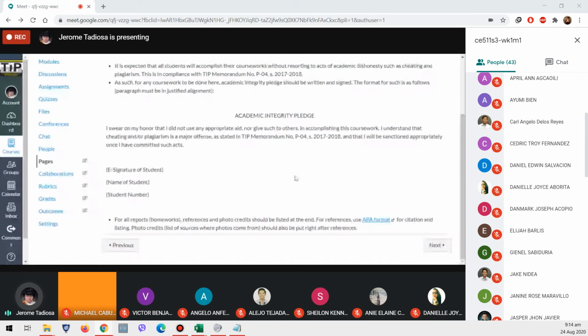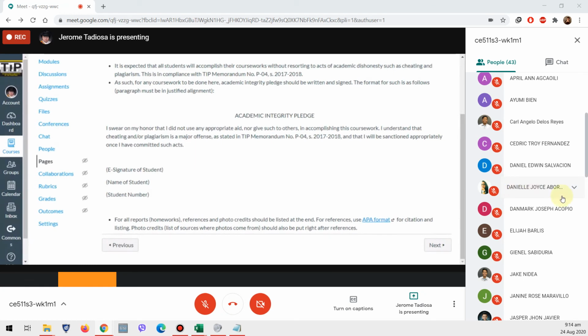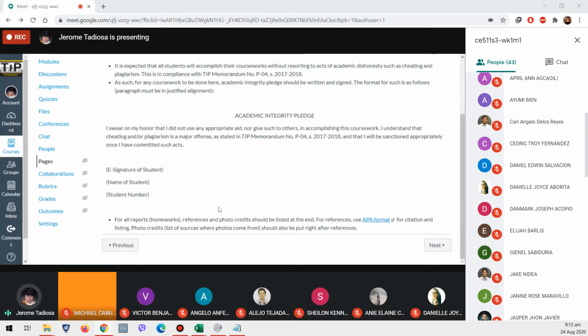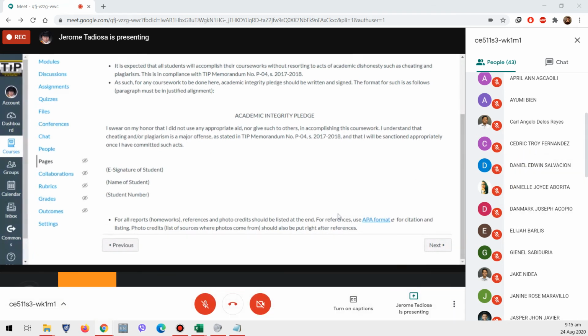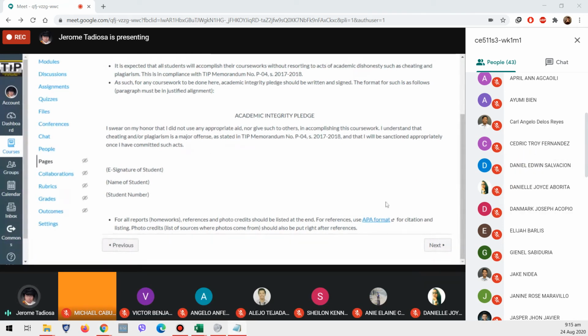Apart from this, if you do reports, assignments, simulation reports, and other coursework and use some references, you should cite them properly. In technical sciences, we use the APA or the Harvard format for citation and listing. At the same time, if you use images, say from Google Images or from any website, you should also cite the source of the images that you use.